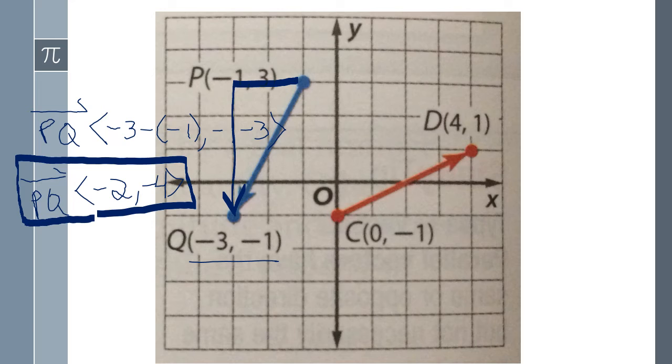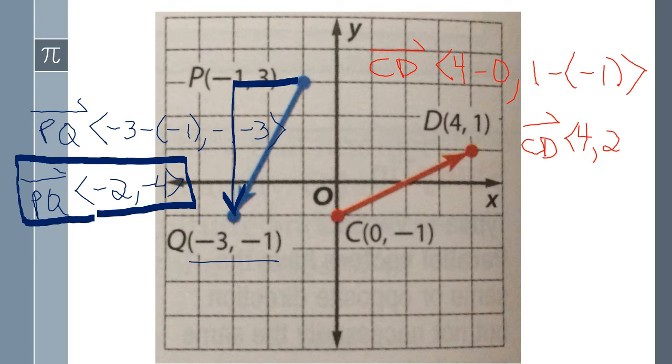So let's take a look at the next one. Vector CD: we're ending at D, so it's 4 minus 0, 1 minus -1. So vector CD would be 4 minus 0, which is 4, and 1 minus -1 is 2.